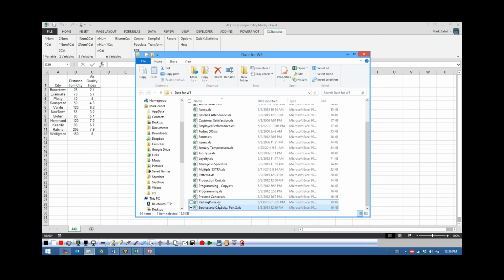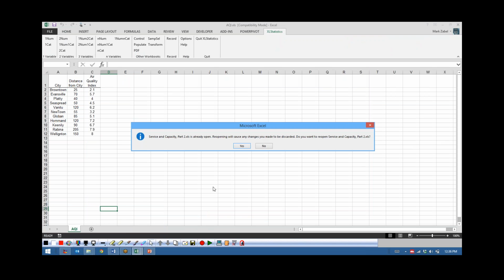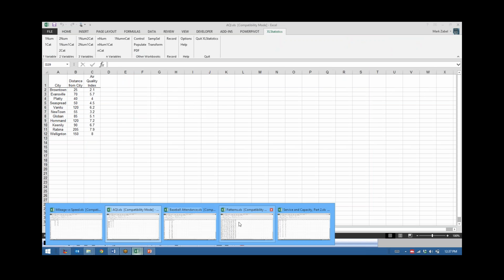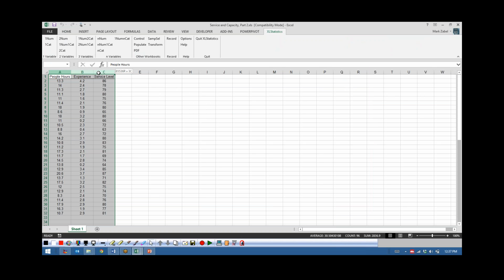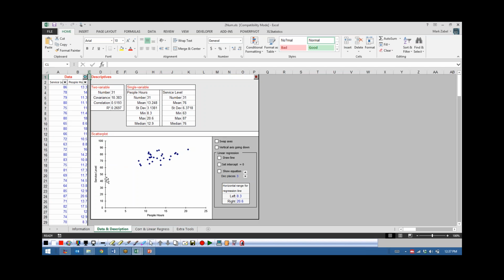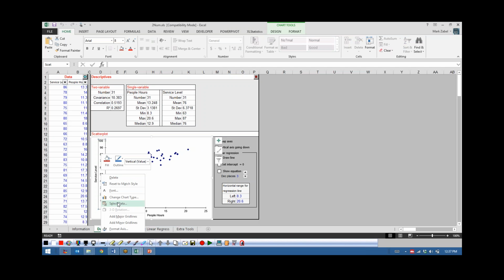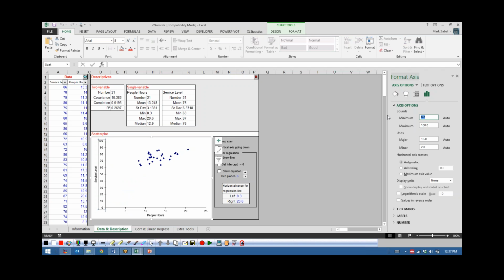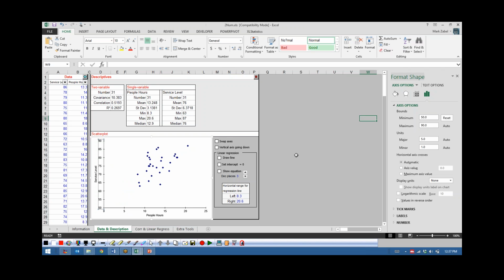Let's do the service and capacity one. Oh, I've already got it open, right? Okay, so here we're looking at a situation where we're looking at service level. Maybe it's a call center or something like that, and we're looking at people hours. So the question might be, I wonder if adding people, I wonder if we can come up with a relationship between those two. And I'm just changing the scale here so we can get a better view of it.